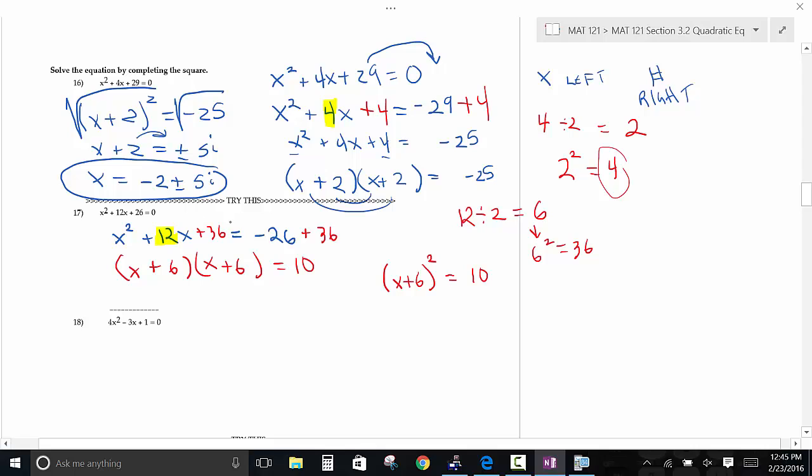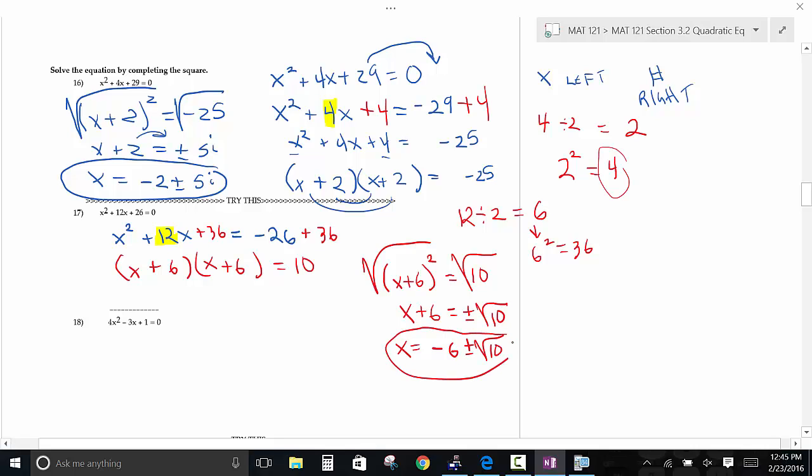Okay. Then what do you do? Square root both sides. That'll give x plus 6 there. That'll give plus or minus square root of 10. And then the last step is to move the 6 to the other side. So what's your final result? Negative 6 plus or minus square root of 10. Leave the square root of 10 alone. It doesn't reduce. So leave it alone. Okay, like that. Okay, everybody follow that fairly well?